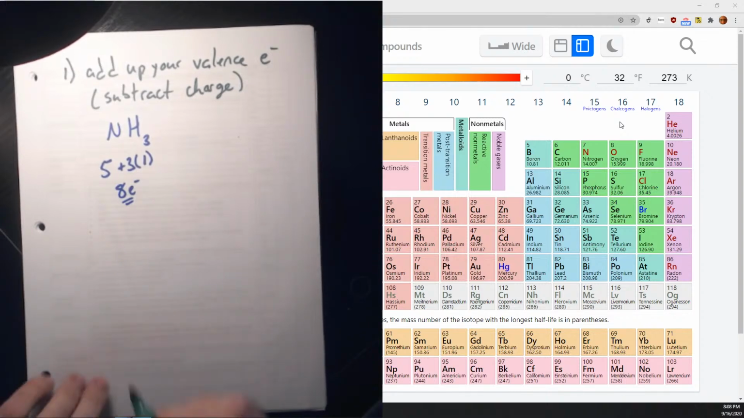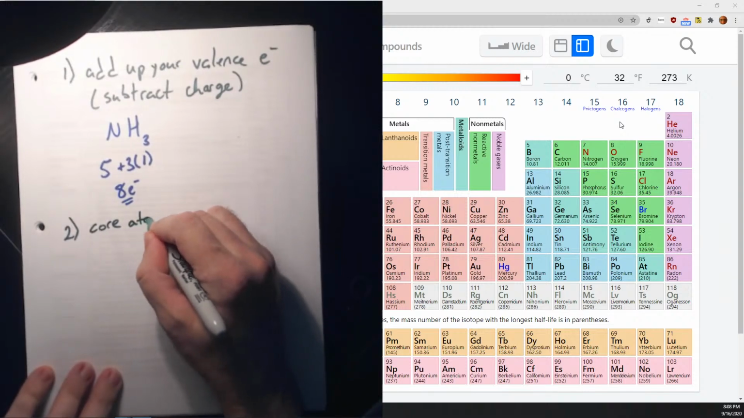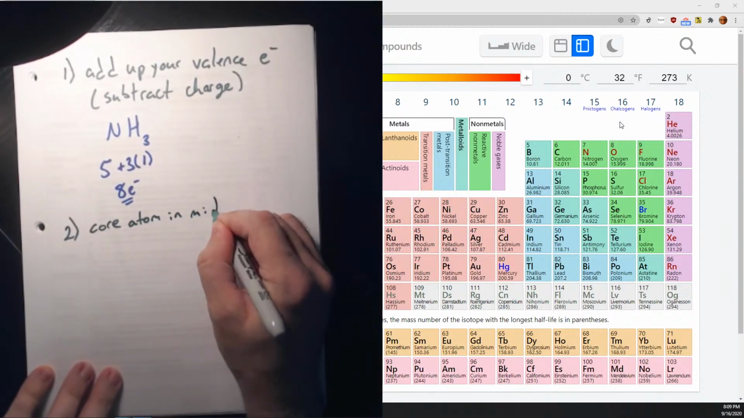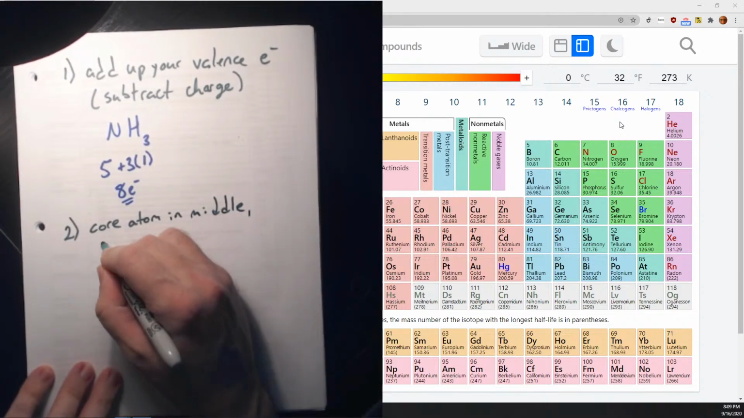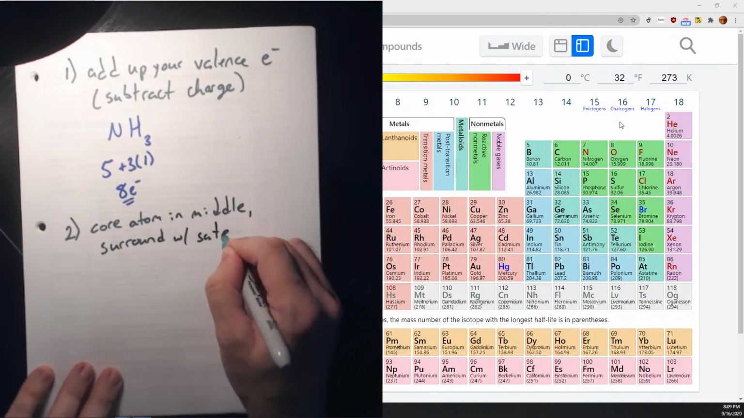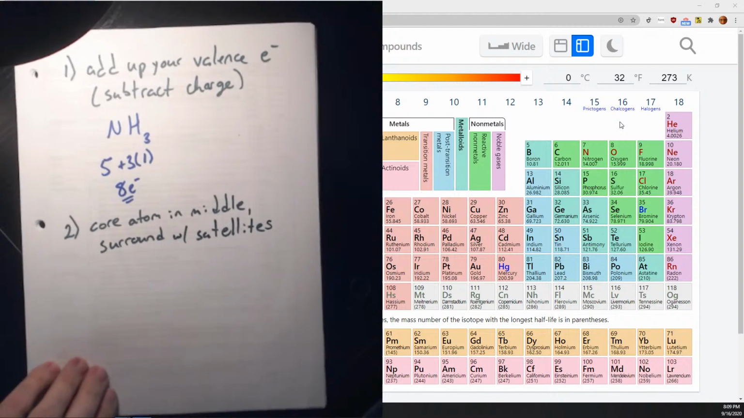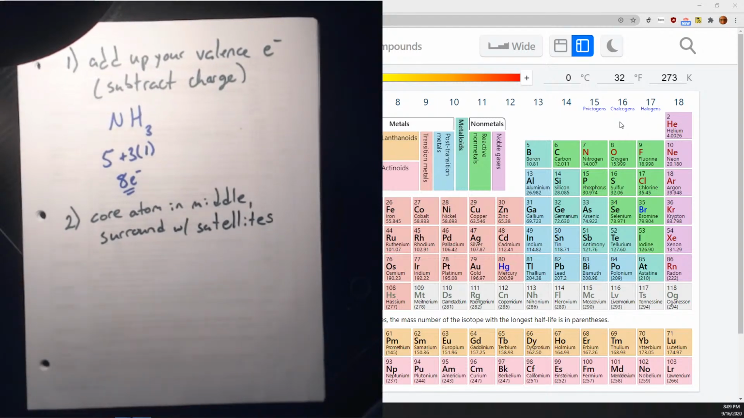So step 2. The core atom goes in the middle. You surround it with satellite atoms. These are not at all official names. I just chose those because I needed something to call them. So you have one atom that goes in the middle. I call that the core, and then you surround it with the satellite atoms, the atoms on the outside, the ones that aren't in the middle.